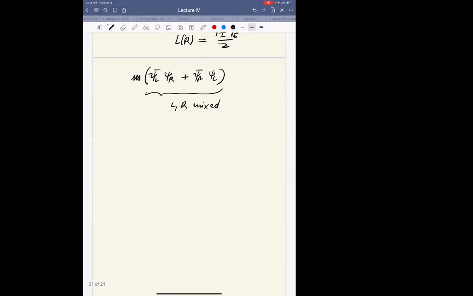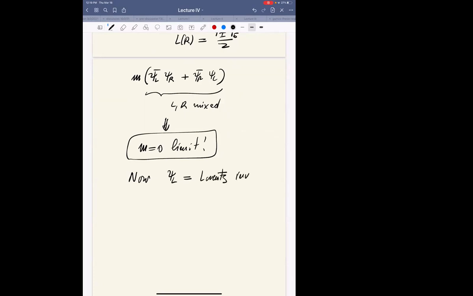Of course, then you say, but then let me go to the m equals 0 limit. That's what I need to do. And everything is clear. Now left cannot become right. Now psi L is a Lorentz invariant statement. I can't make it become right-handed. For this, I need a mass term. And I can see that by looking at the Dirac equation.